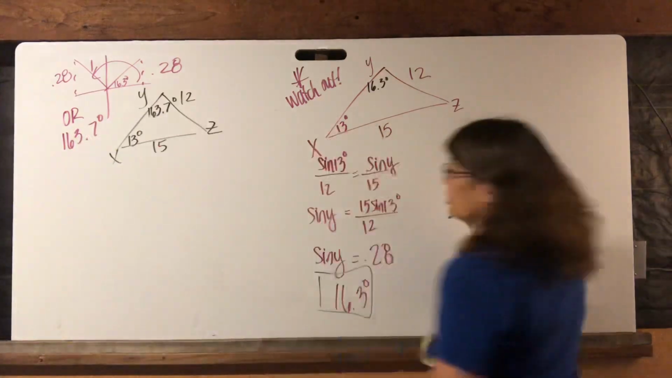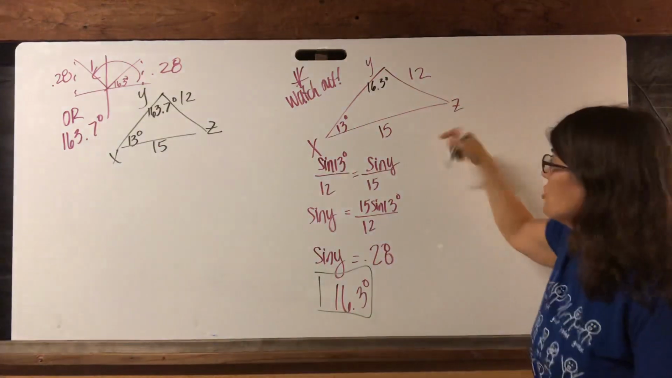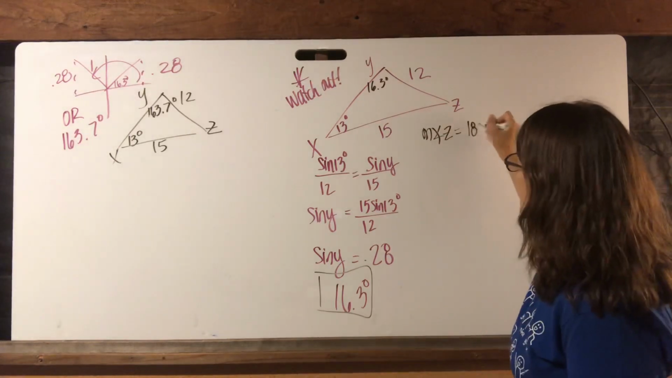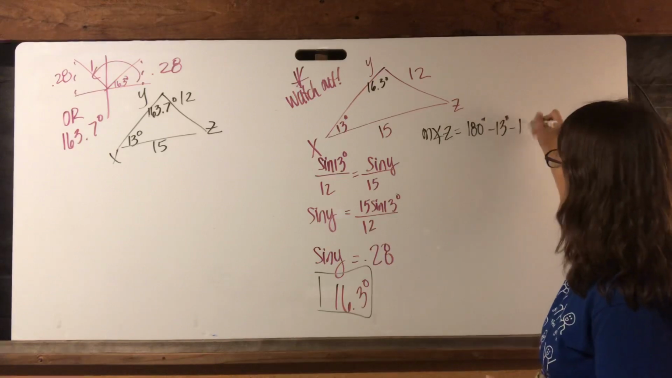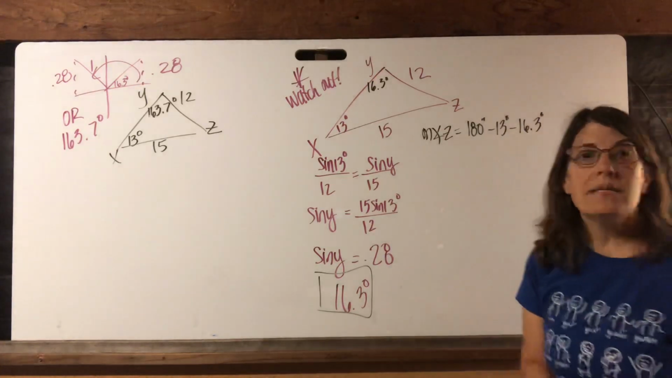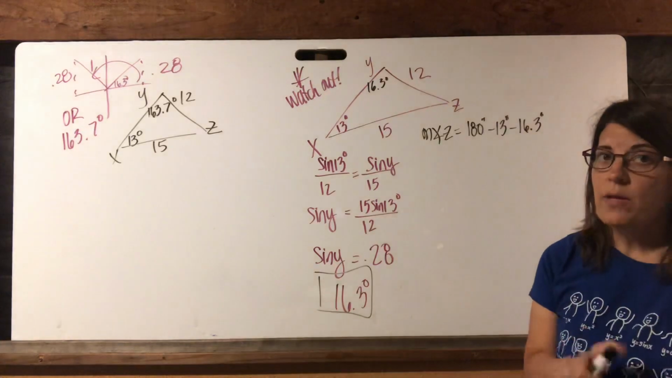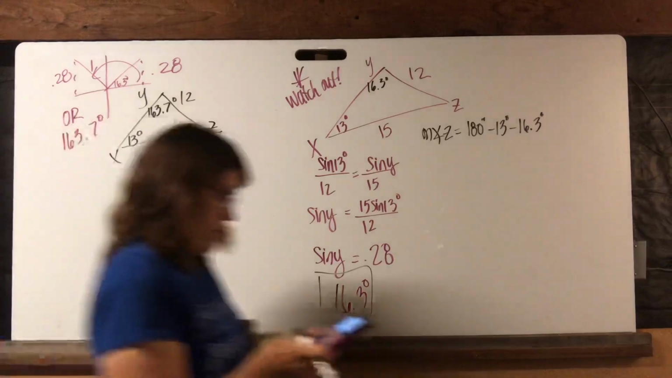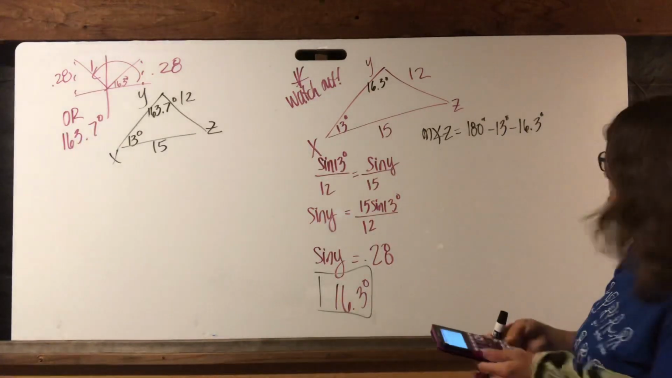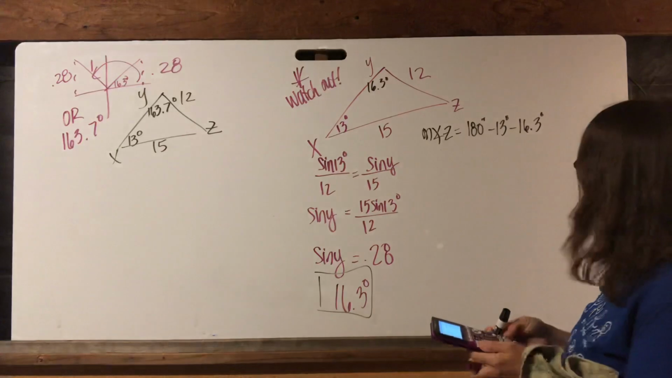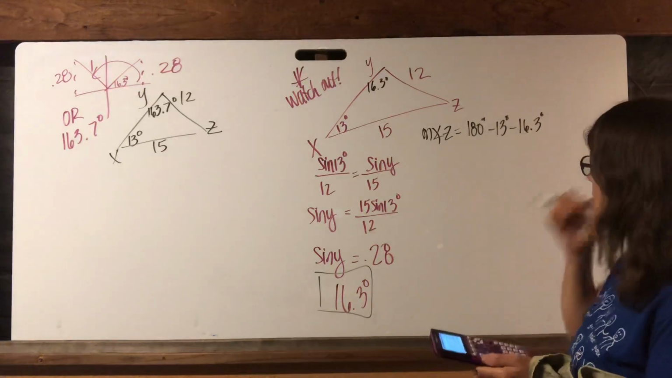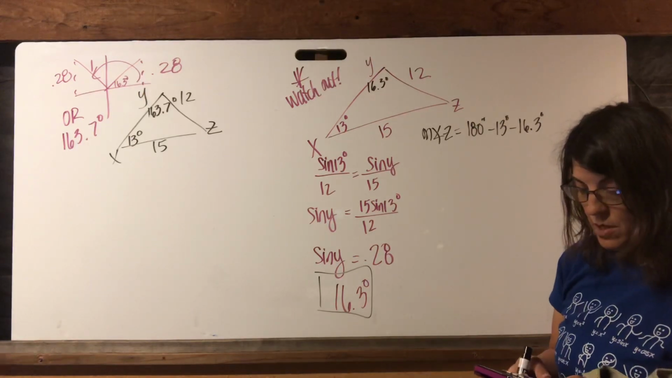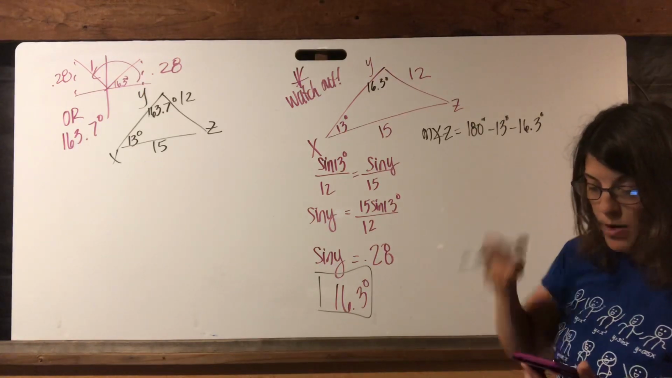So here, the measure of angle Z is 180 minus 13 minus 16.3. It's not 16.3, it's the number in my calculator. 180. I'm sorry, I'm probably making you dizzy. Walk back and forth, back and forth. 180 minus 13 minus 16.3333 is 150.7.